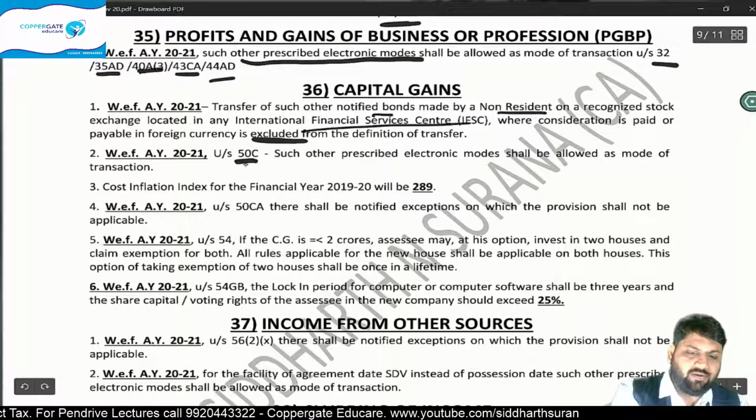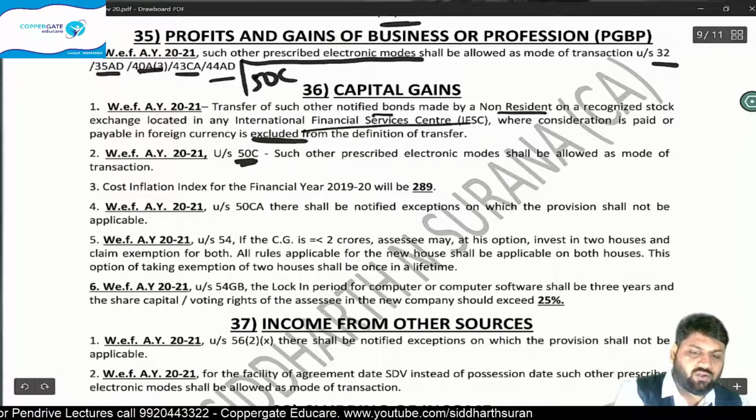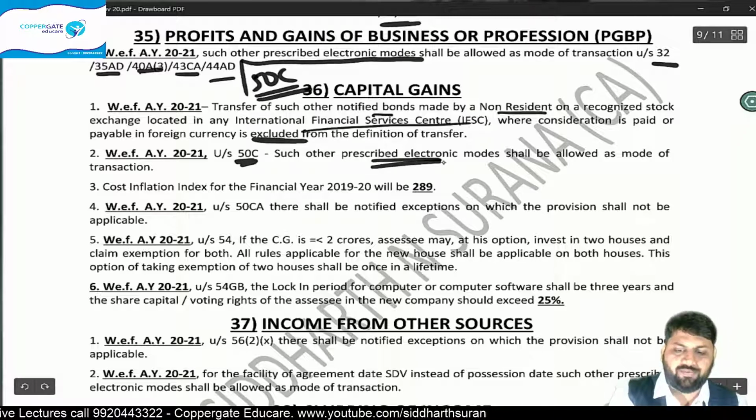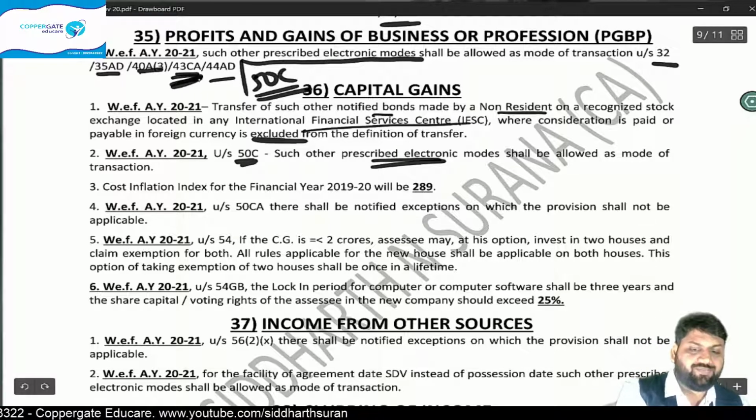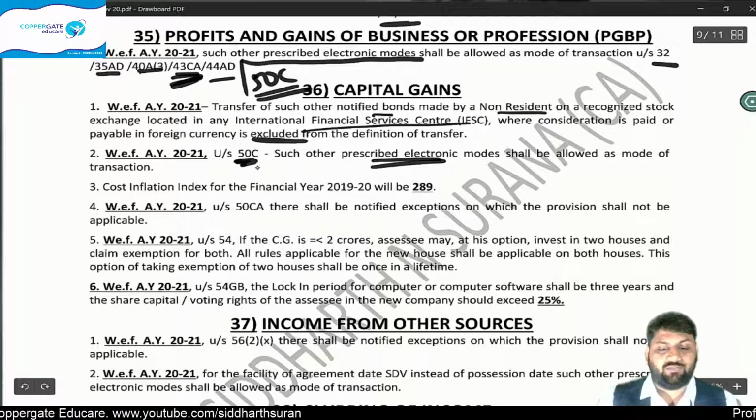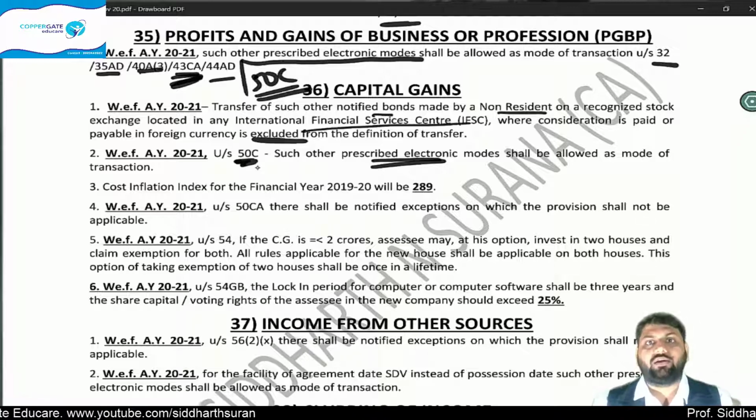Next, this amendment already discussed. If you want, you can cover 50C over here itself, that now other prescribed modes for any person wanting the benefit of agreement date stamp duty value, that came in 43CA, in 50C, and in income from other sources also. If you want agreement date stamp duty value, then you have to receive the advance in account payee cheque, account payee draft, or electronic clearing system through a bank account.